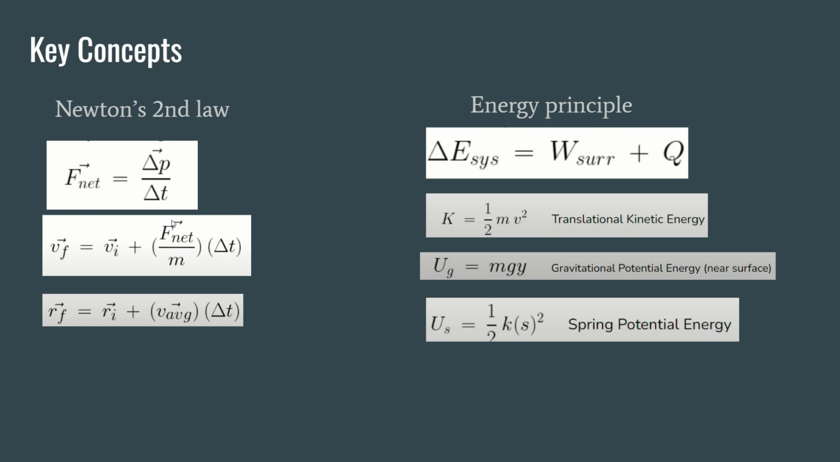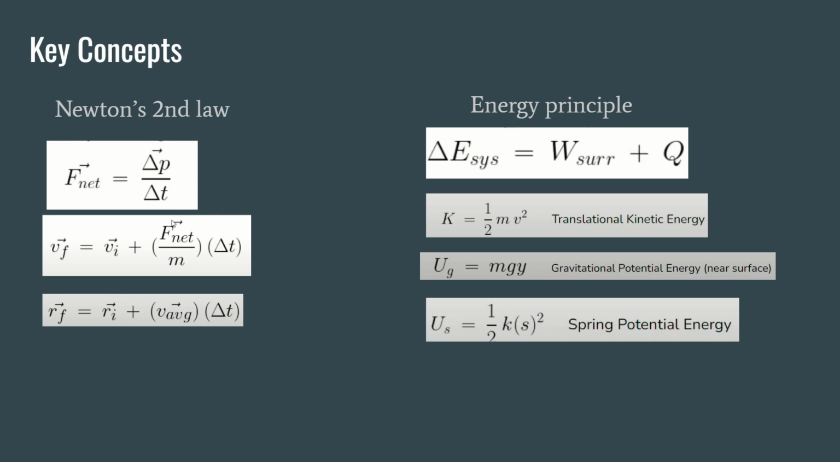net equals delta p over delta t, and the velocity update, which is v final equals v initial plus F net over m delta t, as well as the position update formula, which is r final equals r initial plus v average delta t. We also have to take into account the energy principle, which states that delta E sys is equal to the work done by the surroundings plus any energy transferred through heat.